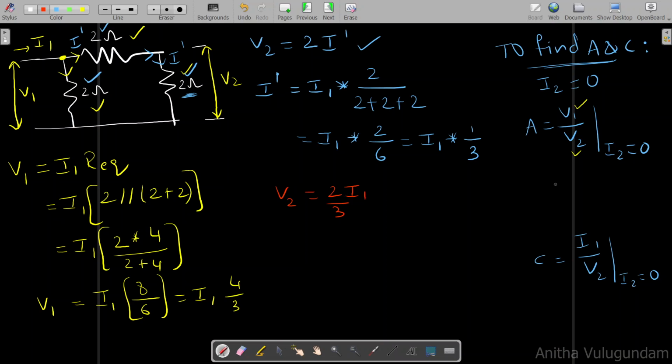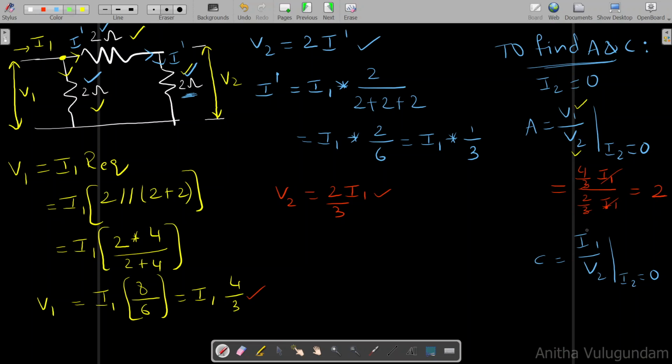Therefore, the A value can be written as V1, from here 4 by 3 into I1, and V2, from here 2 by 3 into I1. I1 gets cancelled, 3 gets cancelled. We have the value of A as 2. A is nothing but a voltage gain parameter, so A is a dimensionless quantity.